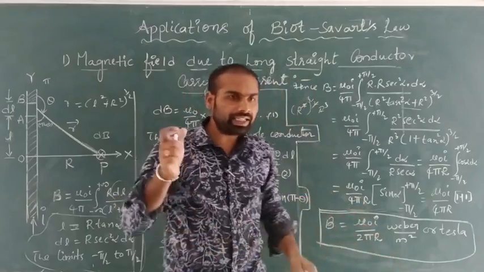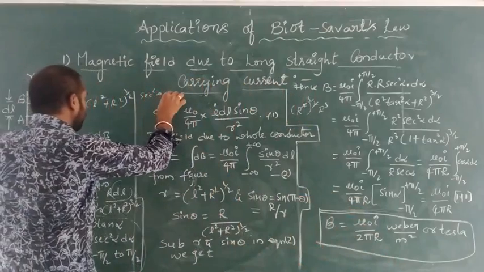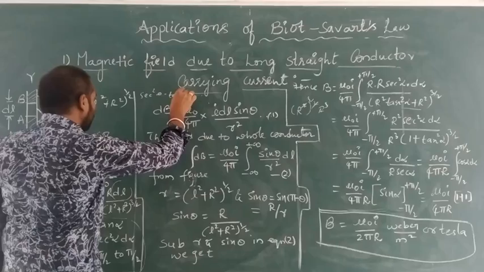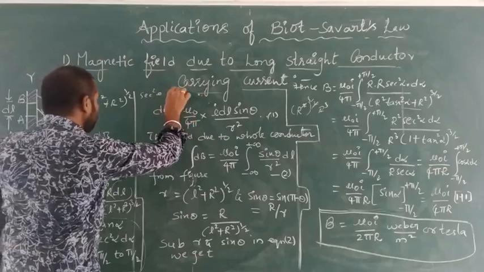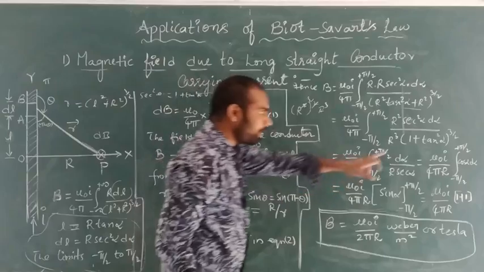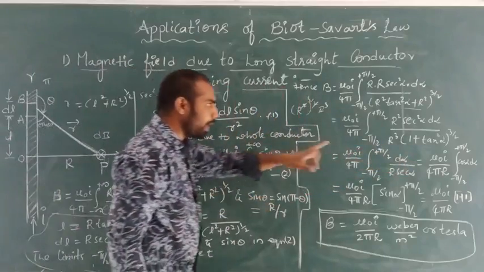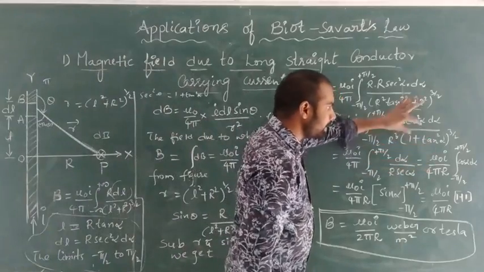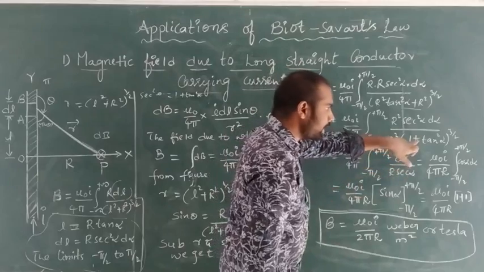We know the identity: secant square theta minus tan square theta is equal to 1. So secant square theta becomes 1 plus tan square theta. Similarly, 1 plus tan square alpha is nothing but secant square alpha, according to the identities of trigonometry. So it will become secant square alpha.